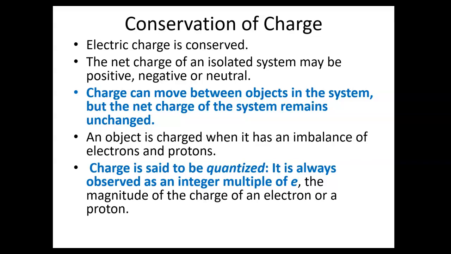And charge is said to be quantized. This word is important. Charge is quantized. That word means that charge always is observed as an integer multiple of e, the elementary charge. So an object can gain 3 electrons, for example, but it cannot gain 2.5. When it gains or loses electrons, it has to gain or lose whole electrons, and so therefore, the number of electrons changes in integer multiples.